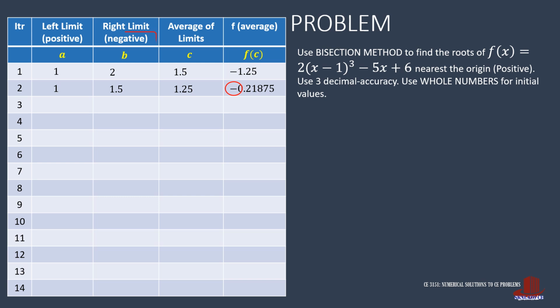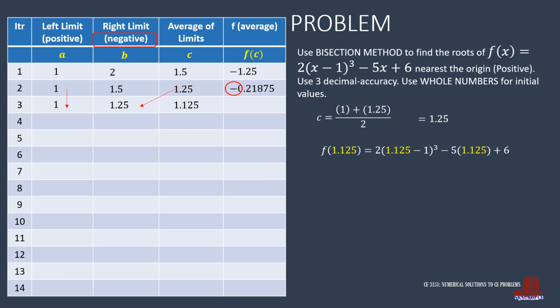Start the third iteration by identifying which should c replace. The current f of c is negative, which means 1.25 should replace b. Then a will still be 1. The average of these two columns is 1.125. Then plug this value into the function, making 2 times (1.125 less 1) cubed minus 5 times 1.125 plus 6, and get positive 0.37891. The third iteration is complete, although a long way to go to reach 3 decimal zeros.